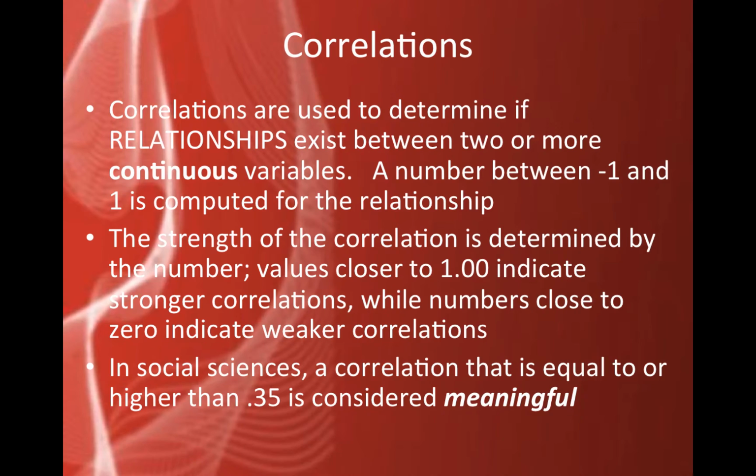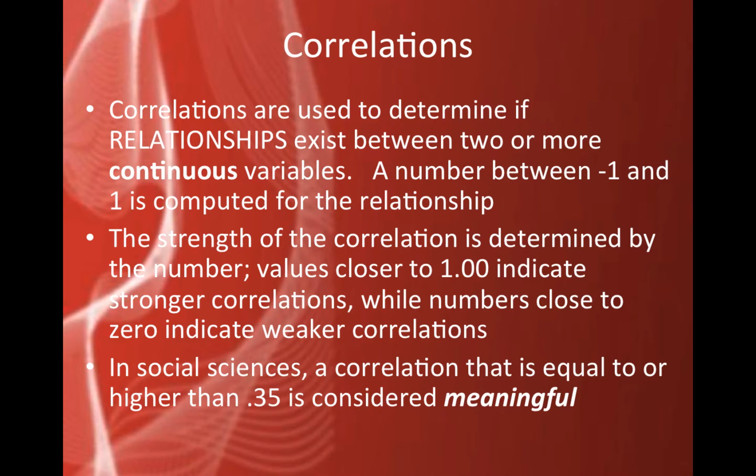A correlation produces a number that's between -1 and +1, and the strength of the correlation is determined by how high the number is. Values that are closer to 1, whether negative or positive, indicate stronger correlations, while numbers close to 0 indicate weaker or no correlations. In social sciences, a correlation that's equal to or higher than 0.35 is considered meaningful. That means that it's considered something that we talk about.